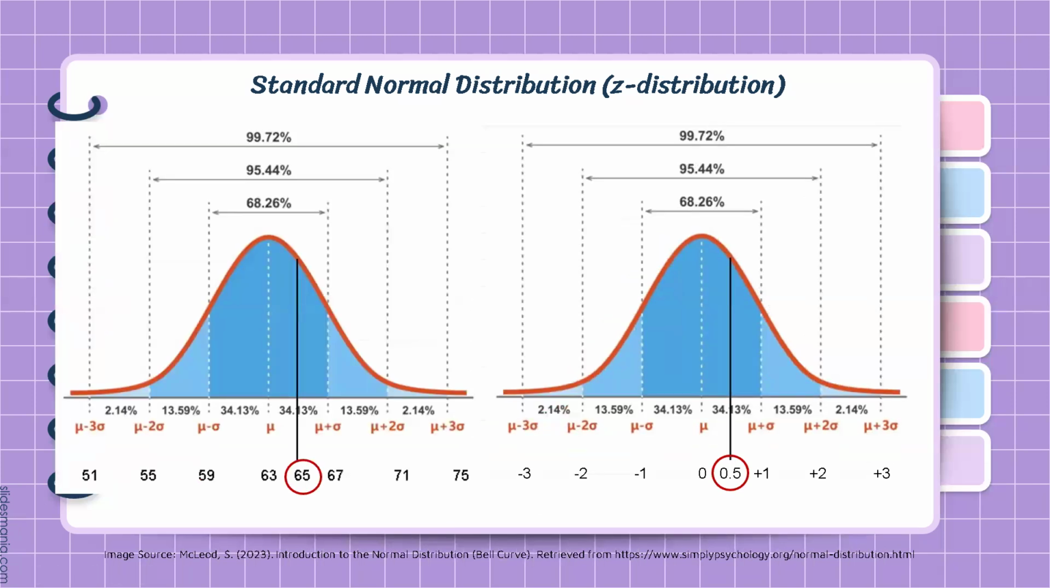Comparing the two distributions, we can see that the values have the same location. The value or data point is half of the standard deviation above the mean.